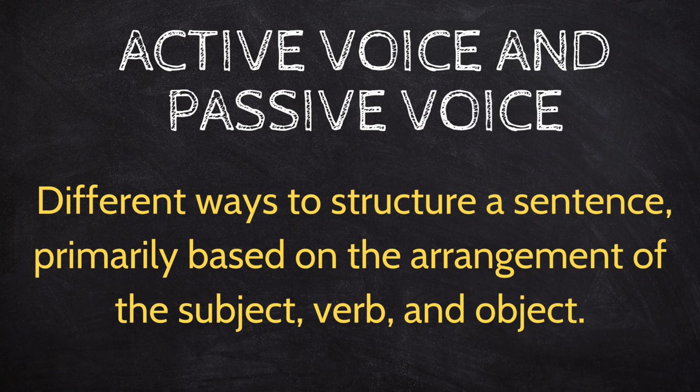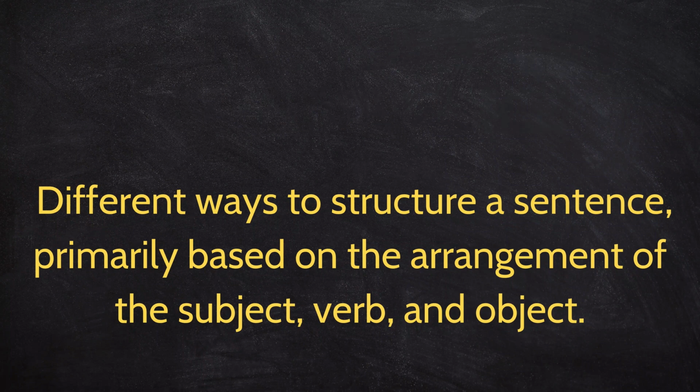Active voice and passive voice. Active voice and passive voice are the two different ways to structure a sentence based on the arrangement of the subject, verb, and object. Let's see what these are.